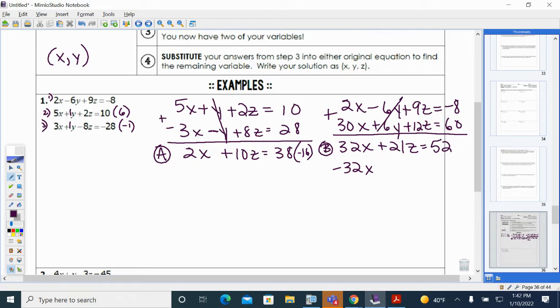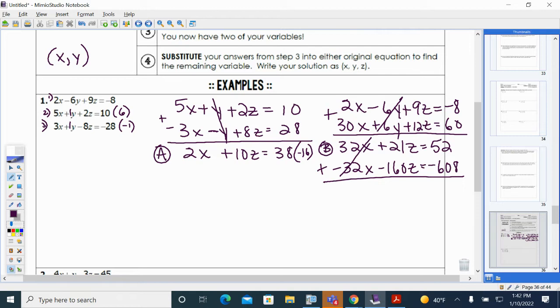Positive 10z times negative 16 is negative 160z. And then 38 times negative 16 is negative 608. Now I'm going to add. And again, I did that so that the x's would eliminate, and they do.